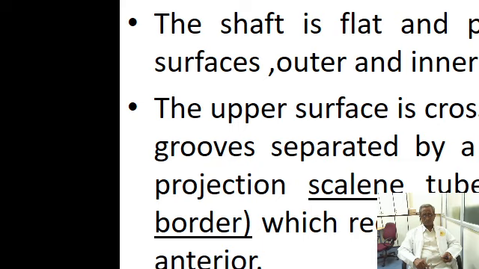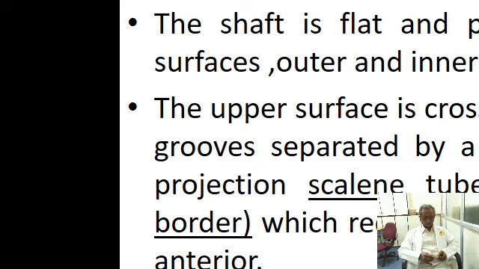The shaft is flat and presents upper and lower surfaces, outer and inner borders. The upper surface is crossed by two shallow oblique grooves separated by a faint ridge with a small projection, the scalene tubercle, close to the inner border.